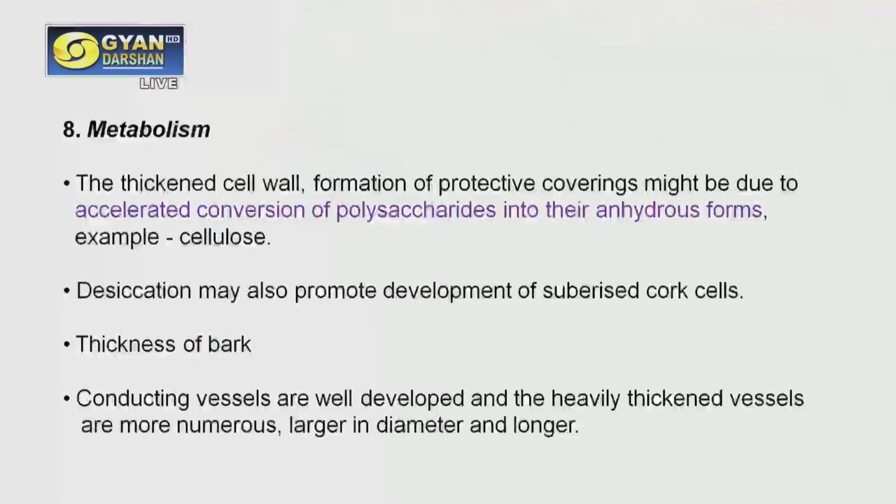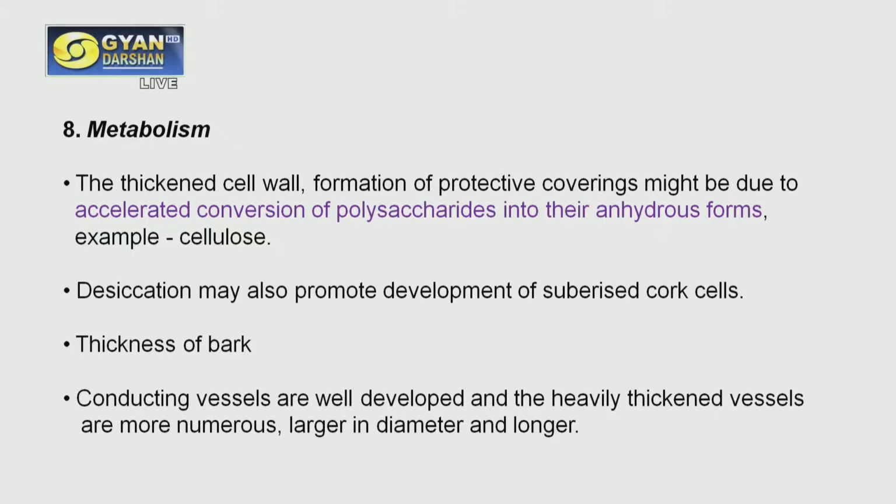The last point, that is the metabolism. Now, one very important feature in these xerophytes is that there is an accelerated conversion of polysaccharides into their anhydrous forms, for example, cellulose. So the polysaccharides are mostly converted into this kind of anhydrous sugars. Desiccation may also promote development of suberized cork cells. This is also one kind of protection. Suberin, like lignin, is also another structure which helps in protection.